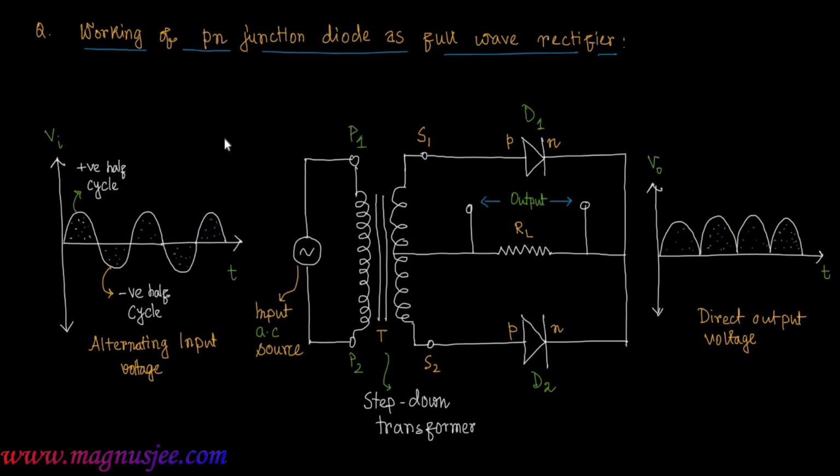And here this coil is the primary coil of the step down transformer. This is the primary coil, and this is the secondary coil. This is what is known as secondary coil.